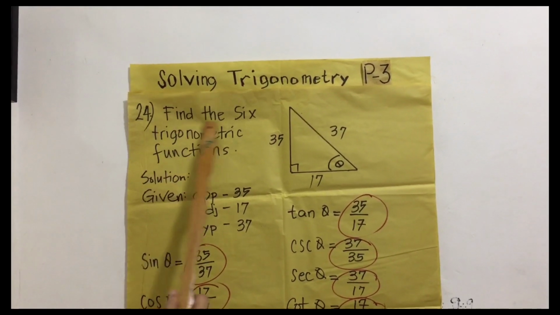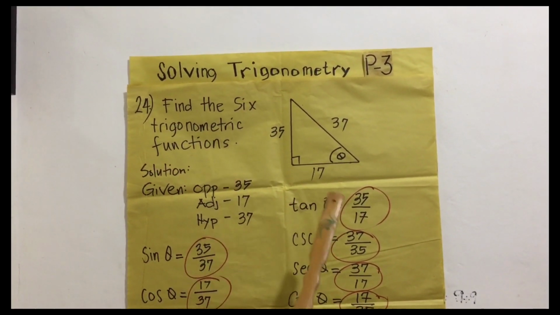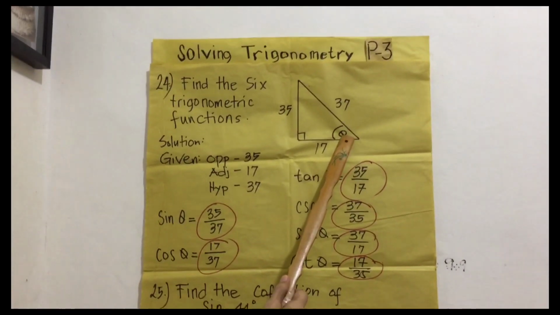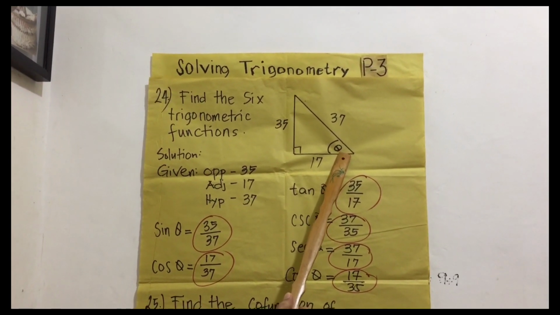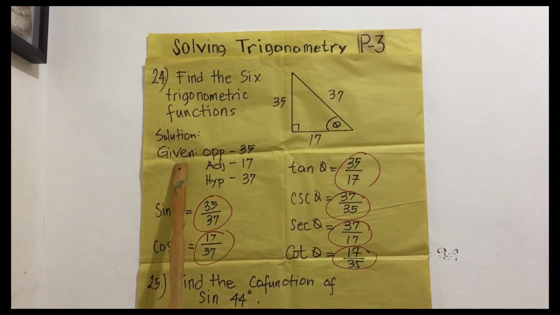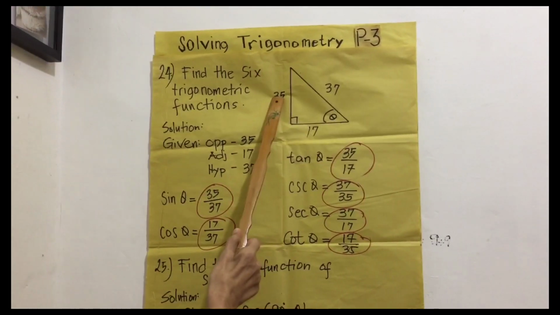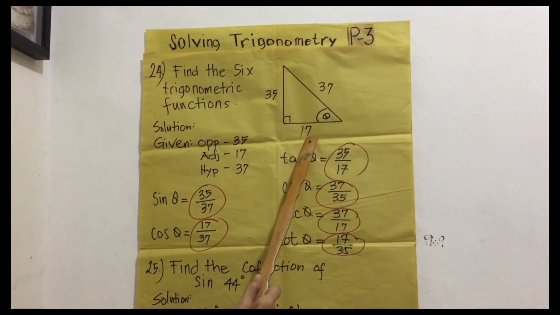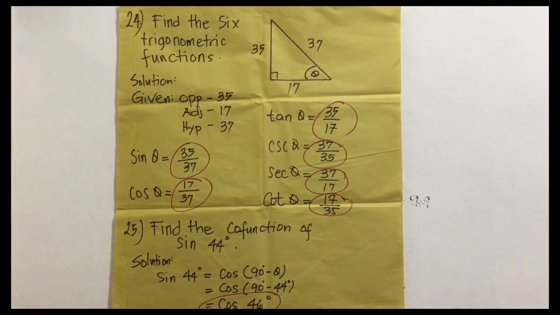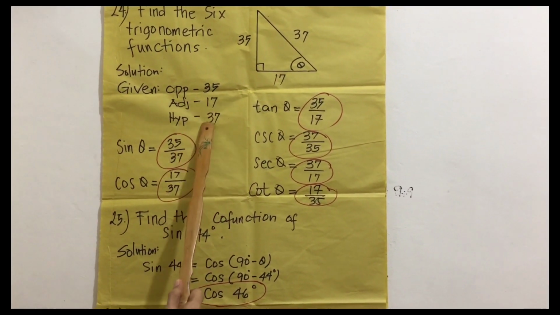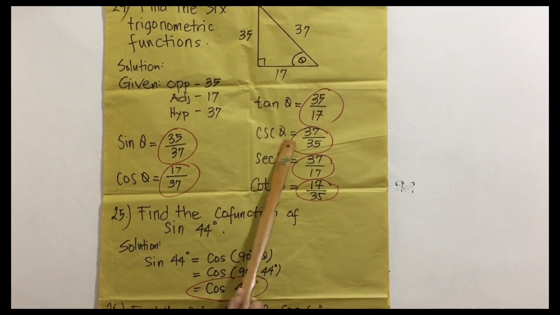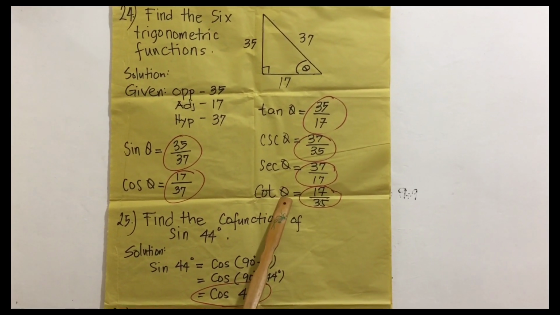Next, number 24, find the 6 trigonometric functions of the given triangle. The angle theta is here, so this will be our guide for finding the 6 trigonometric functions. So our solution now is find first the given. The opposite of this angle is 35, and the adjacent is here, 17, and the hypotenuse is 37. And upon knowing this opposite, adjacent, and hypotenuse, we're going to write the sine theta, cos theta, tangent theta, cosecant theta, secant theta, and cotangent theta.